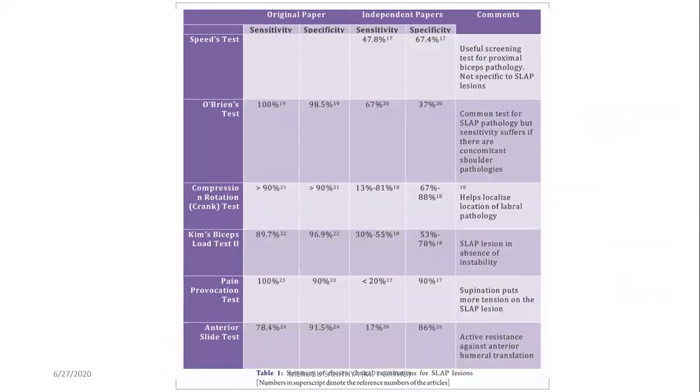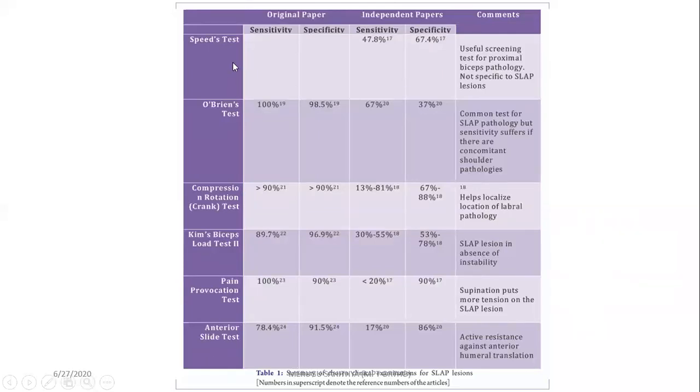So coming to the evidence, the most important test out of all these tests is the O'Brien test, the most valid one, because it has 100% sensitivity and 98.5% specificity. This is the commonest test for SLAP pathology, but sensitivity suffers if there are concomitant shoulder pathologies. Among the remaining tests, one with higher sensitivity is the pain provocation test. It also has 100% sensitivity and a specificity rating of 90%.